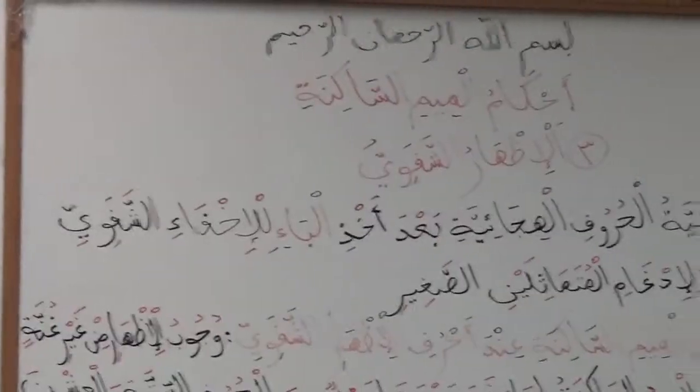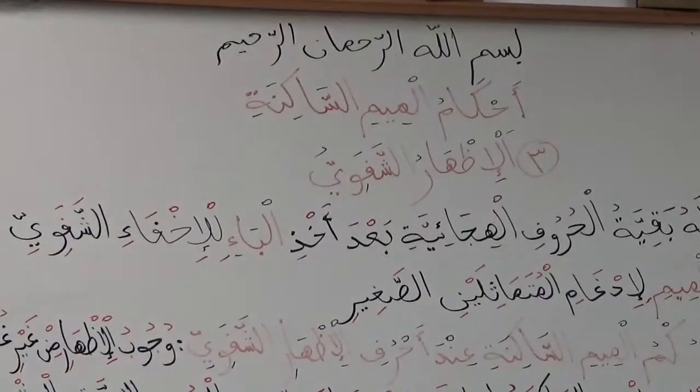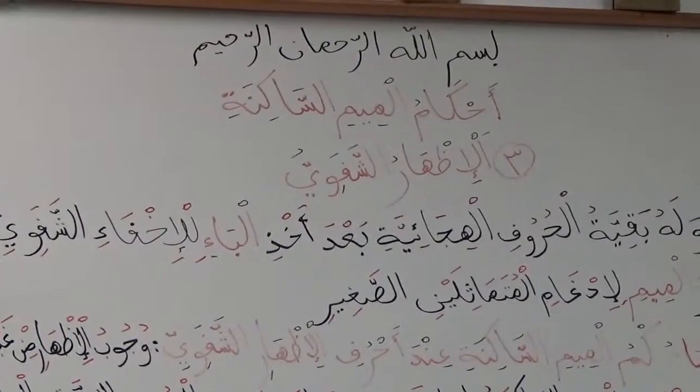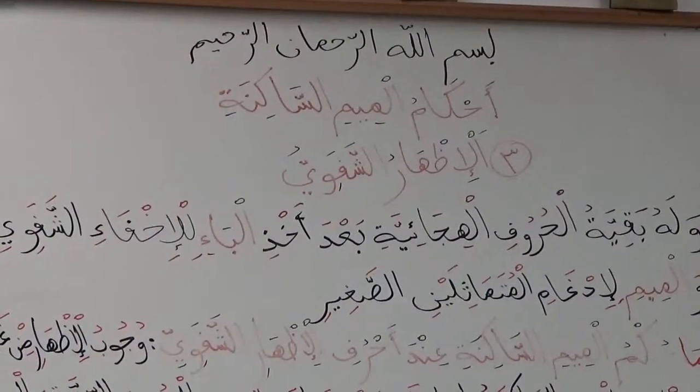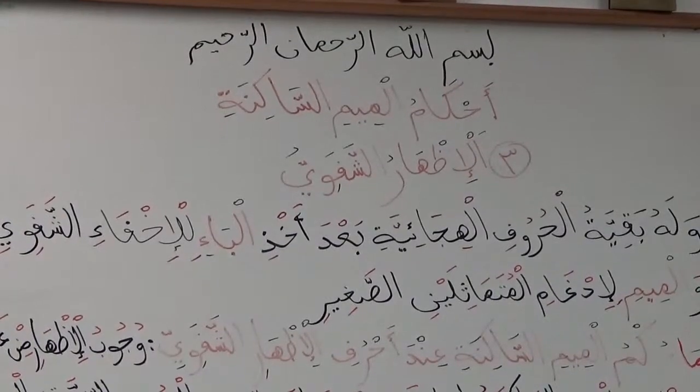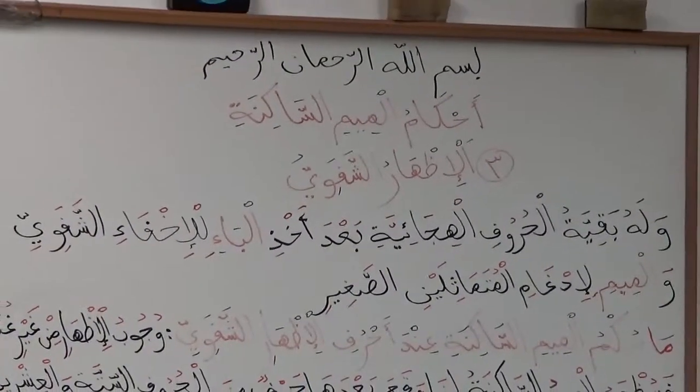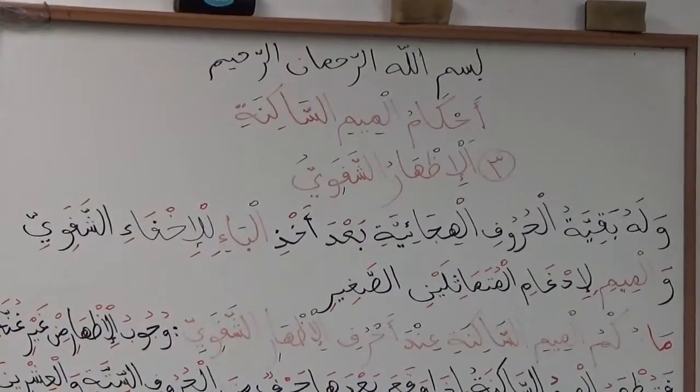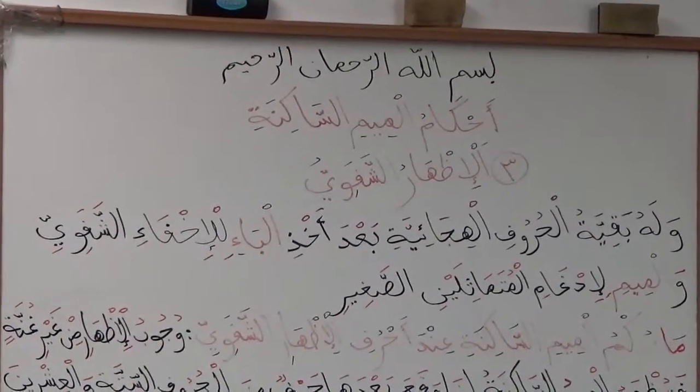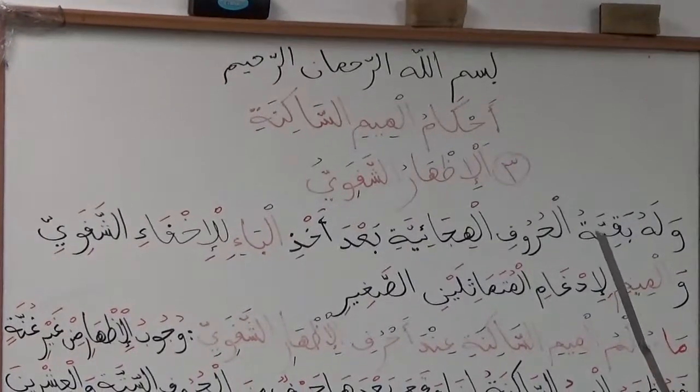Now let's do the math. Al-ikhfa' ash-shafawi has how many letters? One. And then idgham al-mutamathilayn as-saghir has how many letters? One. So how many letters are left? 26 of the alphabet, right? Yes. So naturally, I know right away that for the 26 letters, which rule will we apply?